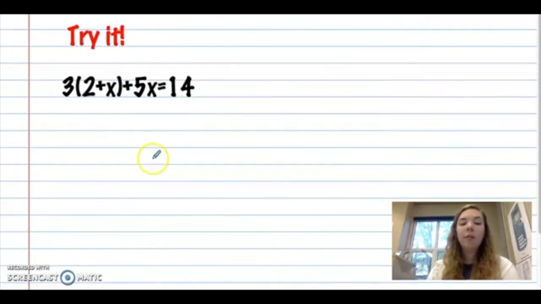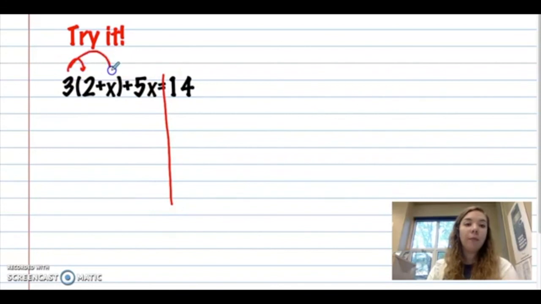Last example for today. Again, I would like you to pause and try it, and then you can push play to make sure you did it correctly. Step 1 is to distribute. 3 times 2 is 6. 3 times x is 3x. Then I'm writing down the rest.